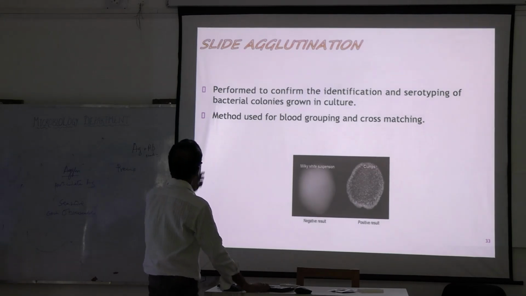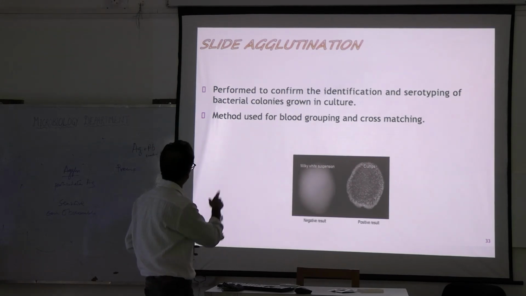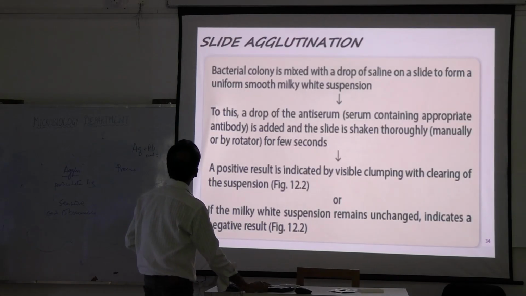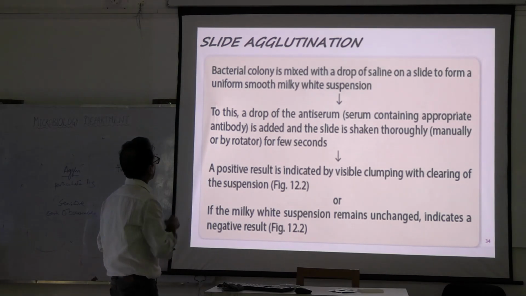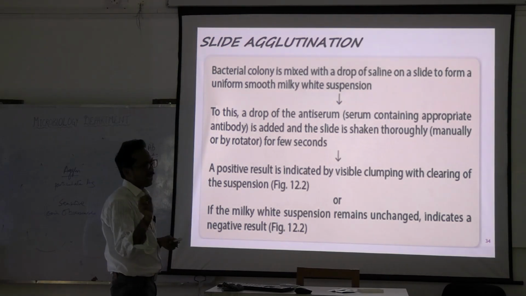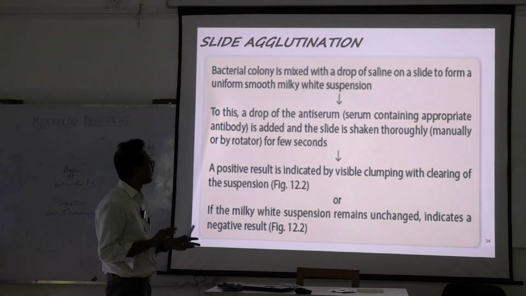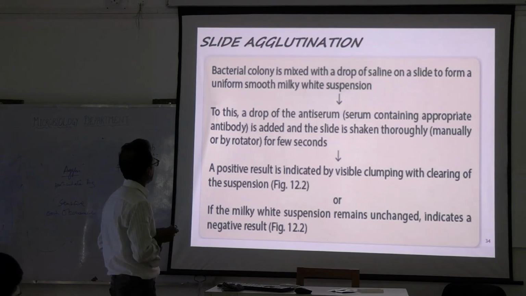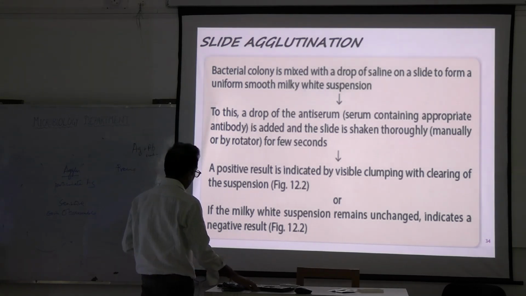That is a direct agglutination reaction. Another is blood group cross matching, which is another case of agglutination reaction. Already I have mentioned, the bacterial colony is mixed with a drop of saline on a slide. Add the antisera. Antisera you have to purchase. A drop of antisera, serum containing appropriate antibody. A positive result is indicated by visible clumping and clearing of the suspension.